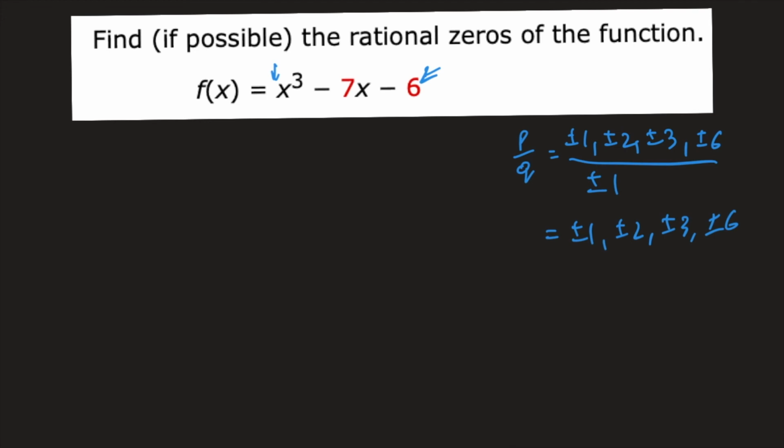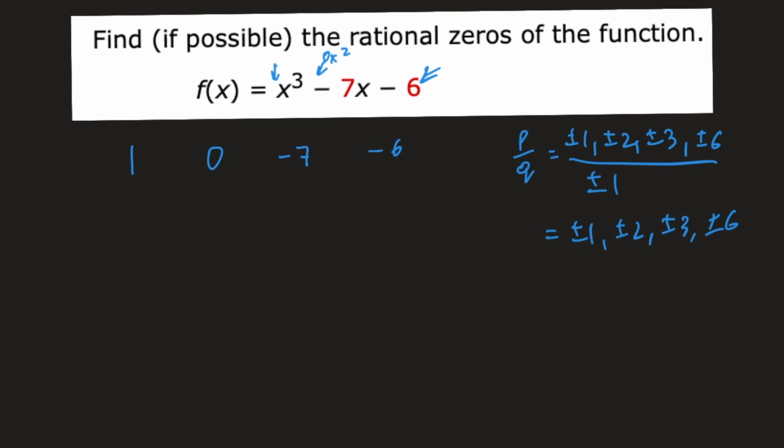So to use synthetic division, I'm going to list all of the coefficients. But one thing to notice is that x squared is missing, which means we have to put a 0 in for that missing power of x. So we have 1, we have 0, we have -7, we have -6. And now I'm going to start testing those 8 numbers and see which one works.